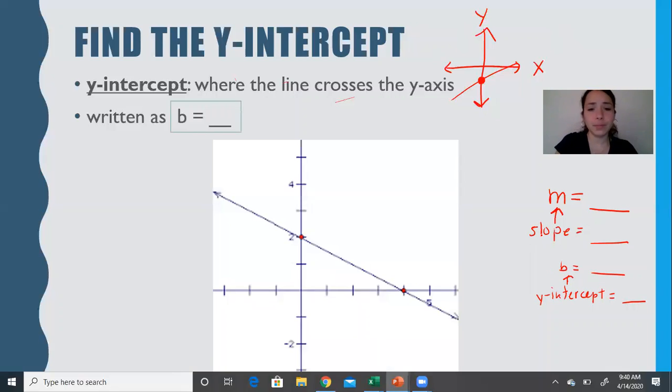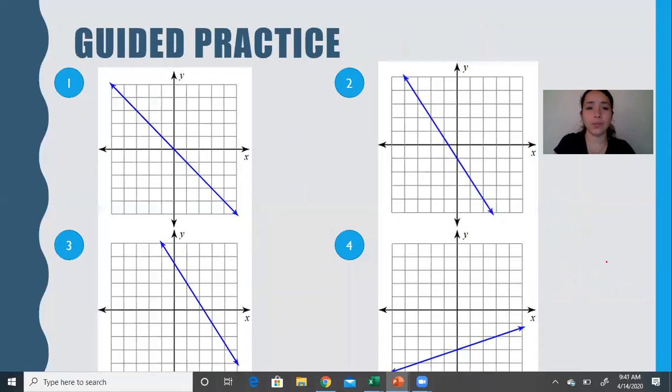Okay? Again, if you look at this line, where does it cross the y-axis? This is my x-axis, and this is my y-axis. Where does this line cross that? It crosses it at... So that is my y-intercept. My y-intercept is 2. So instead of writing y-intercept is equal to 2, I would just put b is equal to 2. Let's go ahead and practice that together.